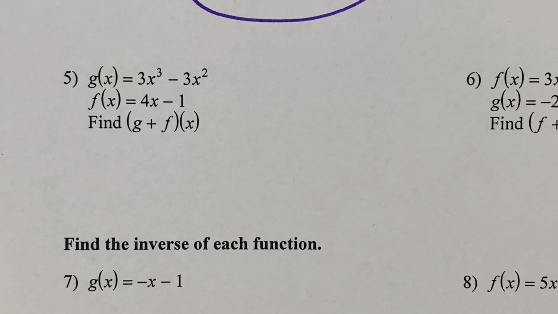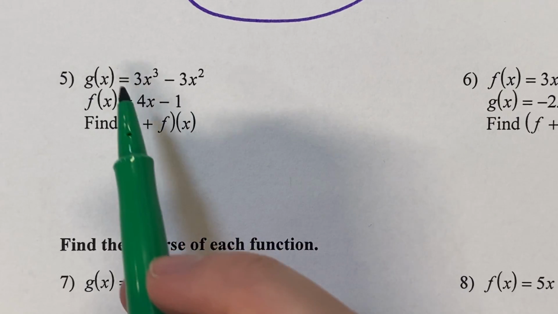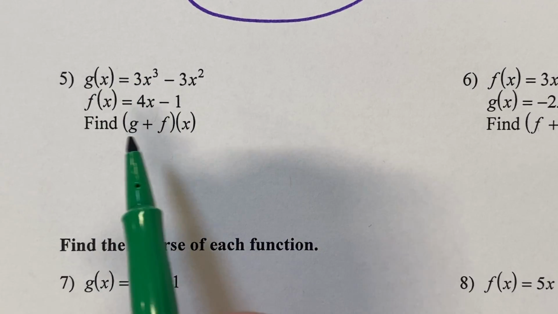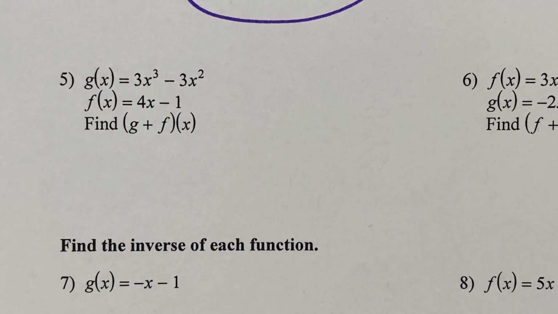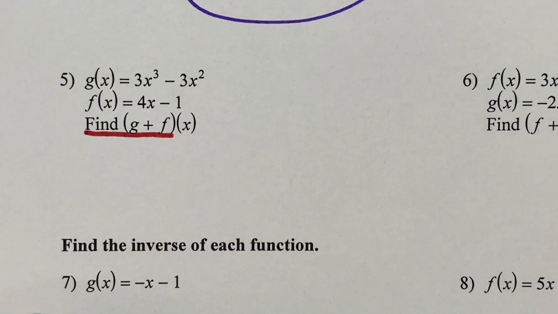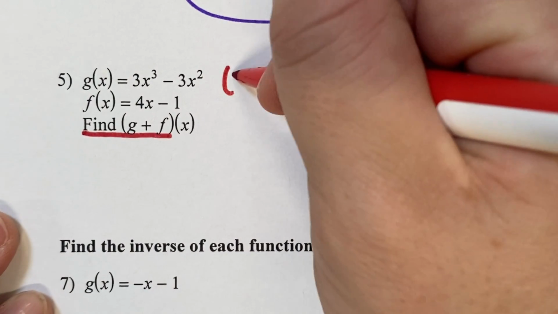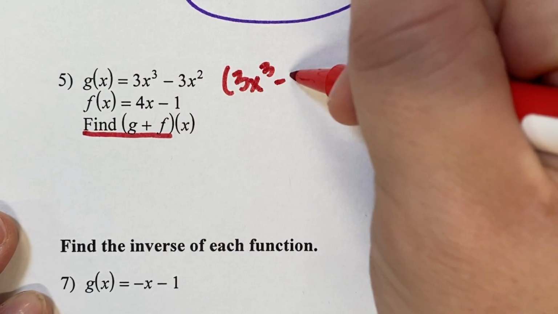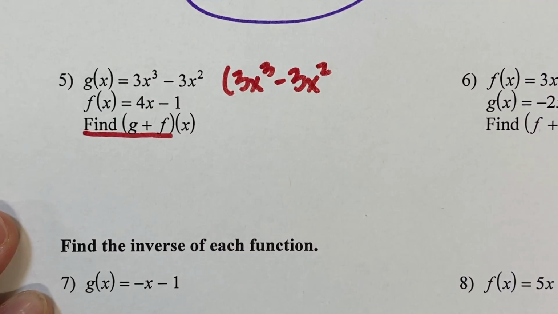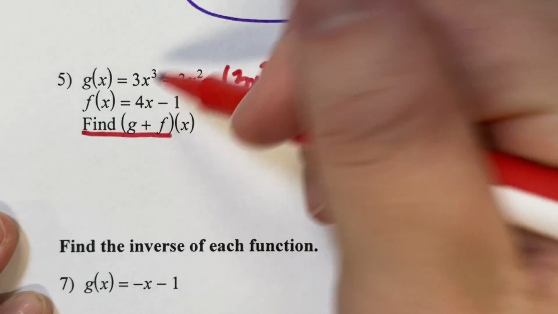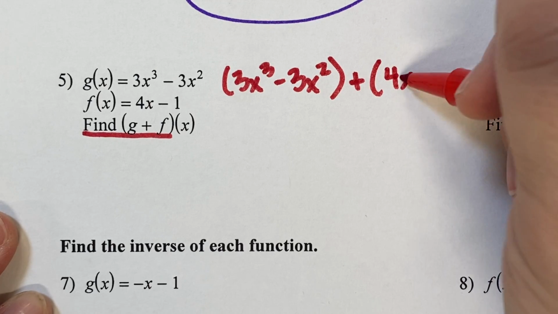Okay, looking at number 5, we have our two functions, g of x and f of x. It's asking us to find g plus f of x. So we're actually going to add these two functions together. Okay, so I have g of x, 3x cubed minus 3x squared, and I'm adding it to f of x, 4x minus 1.